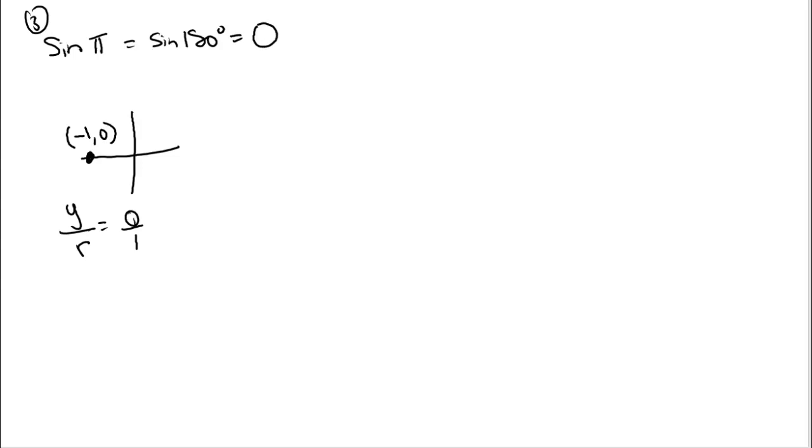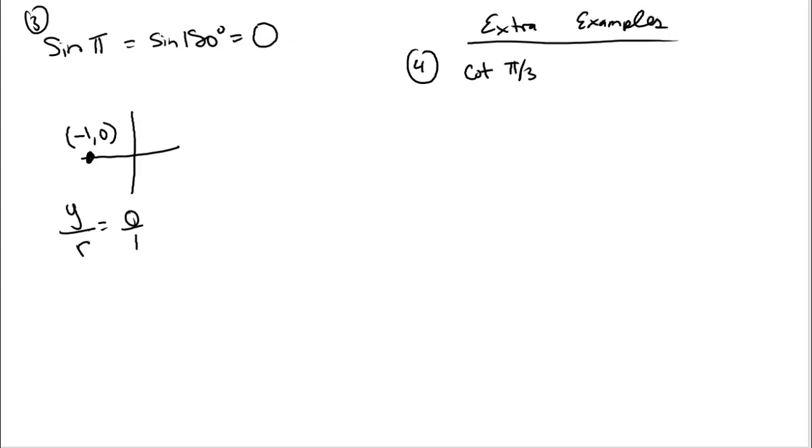Pretty much the rest of these look very similar. If you are feeling good about these, feel free to stop the video, but if you want some extra examples, then you can stay on and watch them. My suggestion would be to try a couple of these on your own, pausing the video and seeing what we get. So this will be extra example number 4. What happens if I want the cotangent of pi over 3?